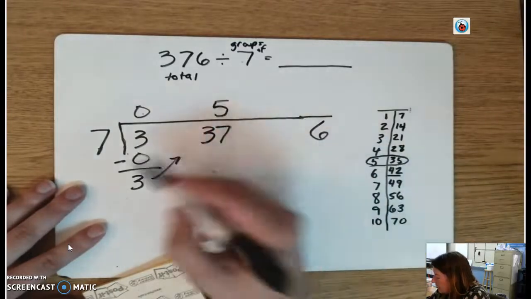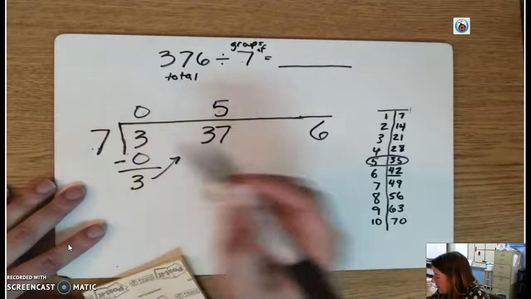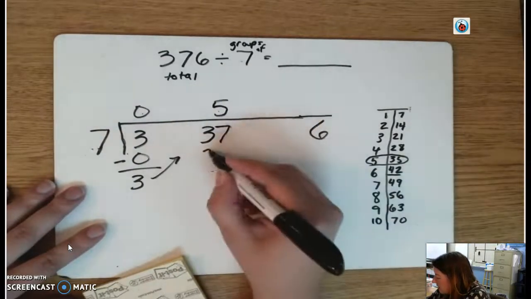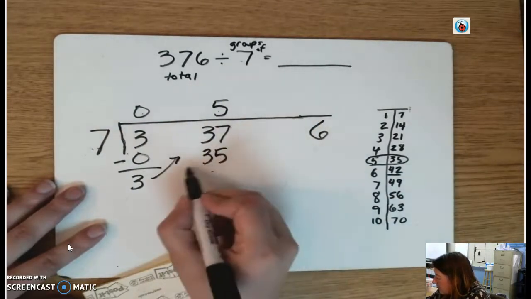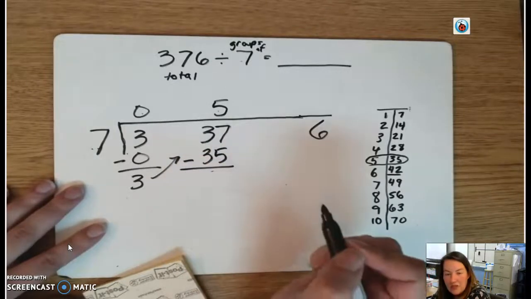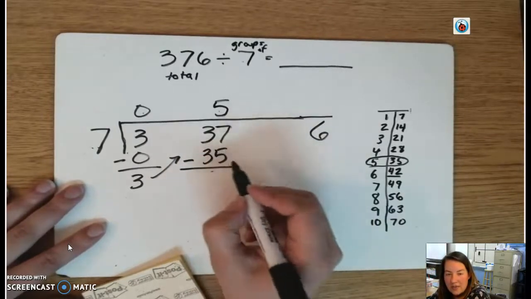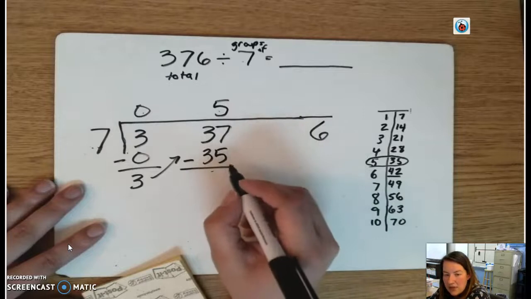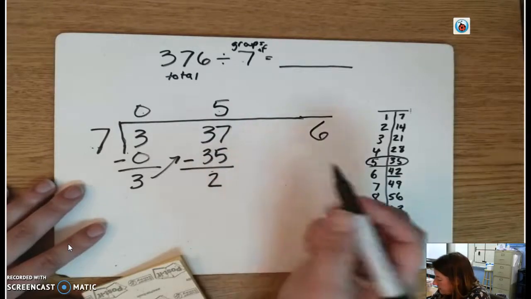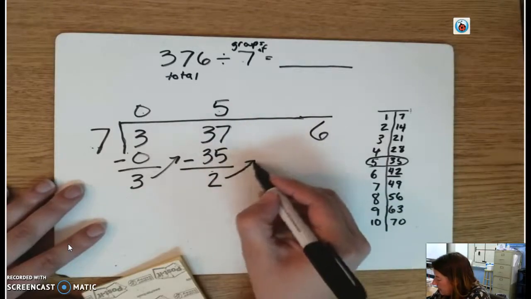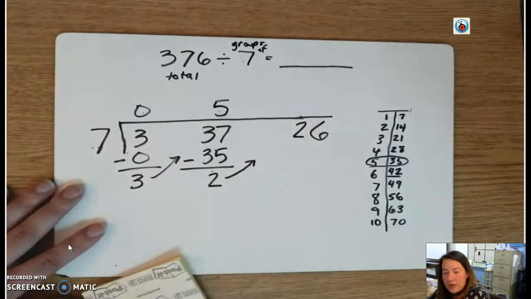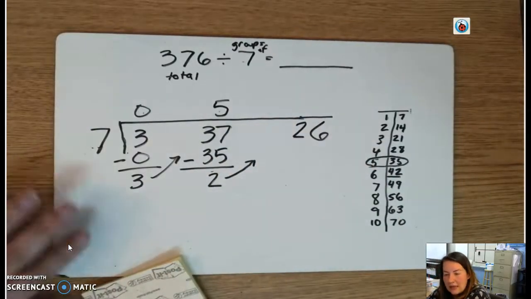Now if I made 5 groups of 7, 5 times 7 is 35. So if I made 5 groups of 7, how many pieces would be left over? 37 minus 35 is how much? 2. So I'm going to take this 2 and drag it to the next number. So now I have 26.